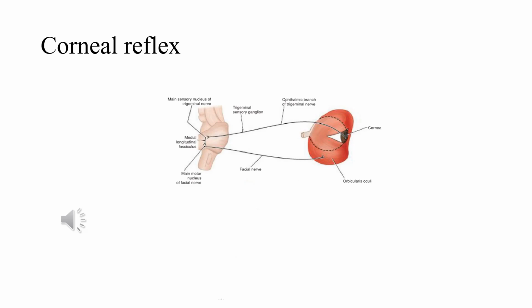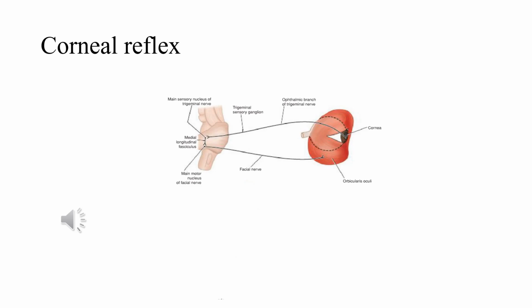In this case, afferent impulses from the corneal conjunctiva pass through the ophthalmic branch of the trigeminal nerve. These will pass to the sensory nucleus of the trigeminal nerve, and from there internuncial neurons will connect with the motor nucleus of the facial nerve through the medial longitudinal fasciculus.